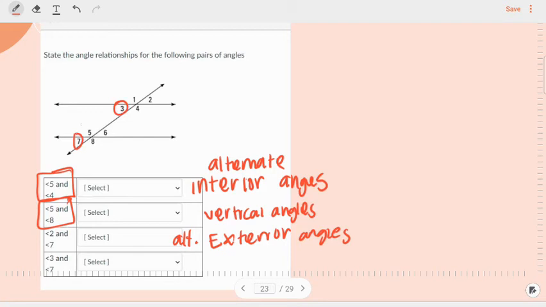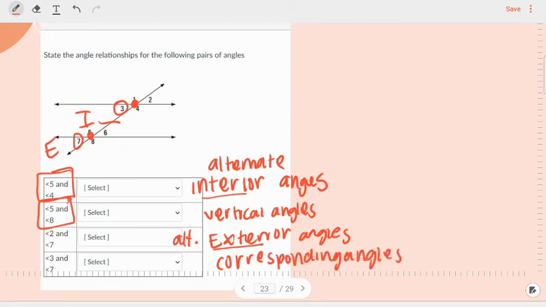And last but not least, 3 and 7. So here's 3, here's 7. This is my interior angle, and 7's an exterior angle. So I'm not going to choose an interior and exterior. They don't share a vertex, so I can't choose vertical angles. But if I were to pick up this dot, cut my intersections right here, and set it on top, 3 would land on top of 7. That's called a corresponding angle. They're corresponding angles.